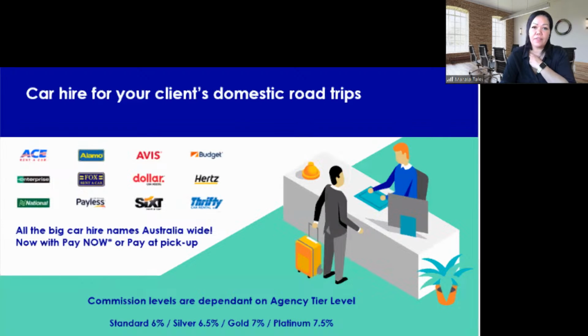What we also have is car hire for clients, domestic and international. We have all the big car hire suppliers available to book Australia-wide and globally. And Expedia now offers pay now or pay at pickup rates, right? Now, again, commission levels are dependent on your agency tier level, and they do range between 6% and 7.5% of the gross total. For Archer Travel, that will be 7% of the gross total for car rentals globally.